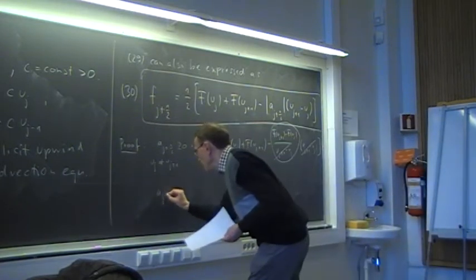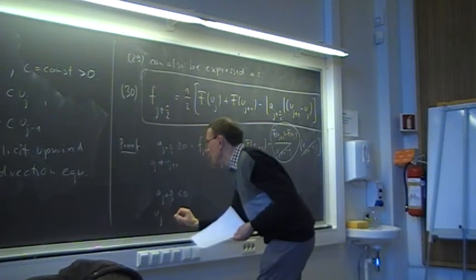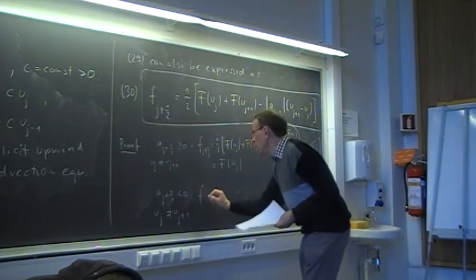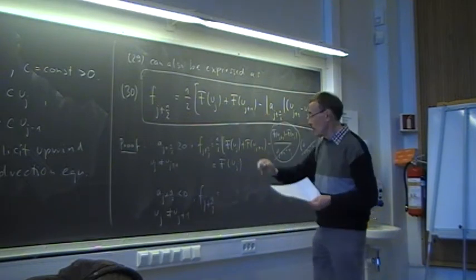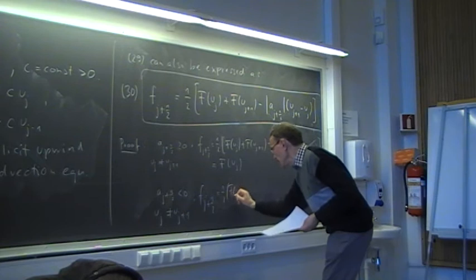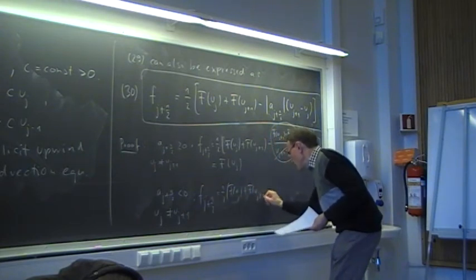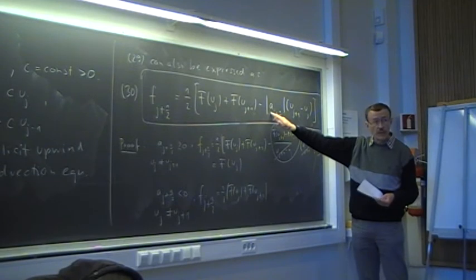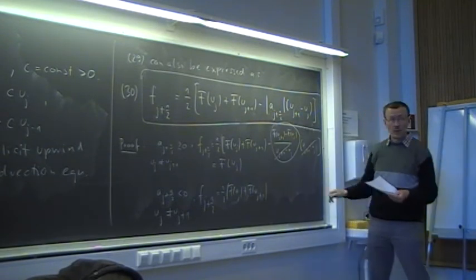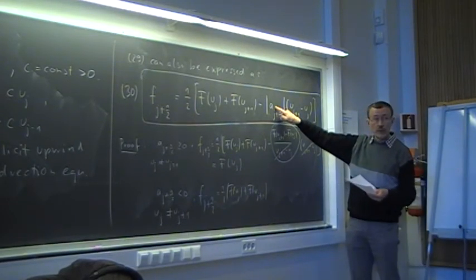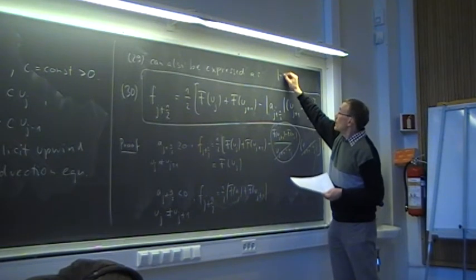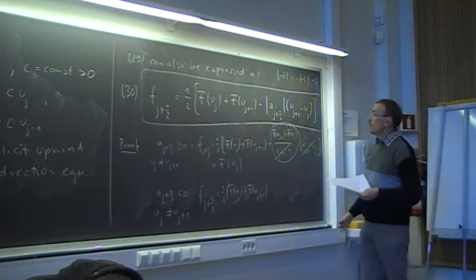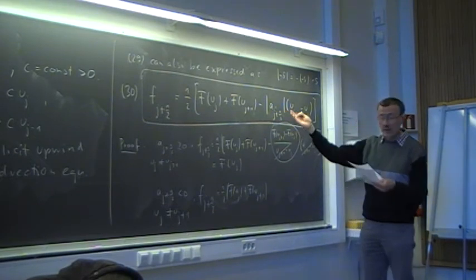If we have aj plus 1/2 smaller than 0, and again uj not equal to uj plus 1, then we will have our numerical flux function according to 30 being 1/2 again f of uj plus f of uj plus 1. And now, if this is negative, the absolute value will be minus of this. Imagine the absolute value of minus 5 is minus of minus 5, which is 5. So then we replace this absolute value by minus, and we get here a plus.